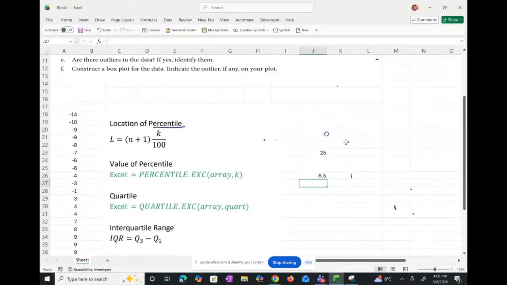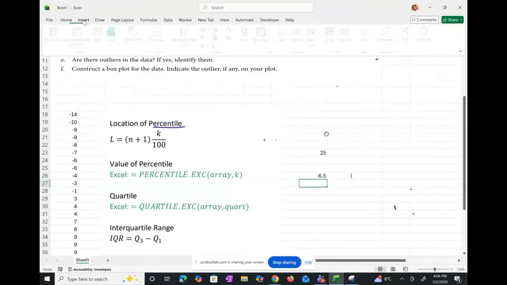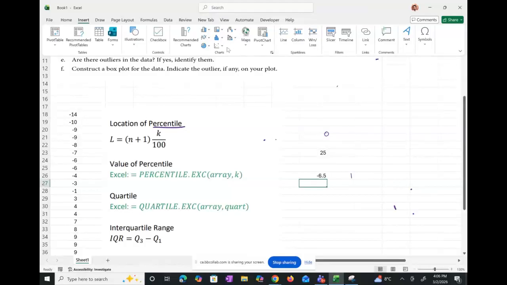All right, now I'm going to rather do it with the box and whisker plot, as I told you. So I'm going to click on Insert and then click on Charts. I'm going to draw a box and whisker plot.